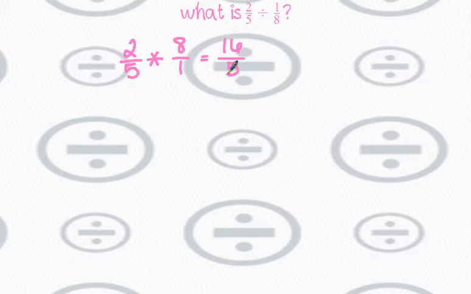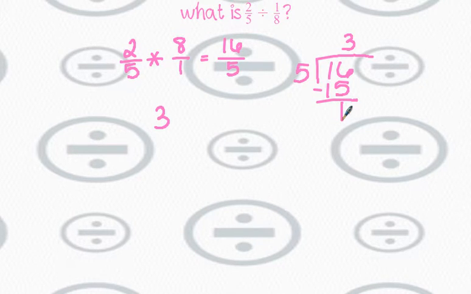However, that's improper, so I have to convert that to a mixed number. So I know 5 goes into 16 3 times. Again, you can set it up as long division. 5 goes into 16 3 times, so that's my whole number. That uses up 15 pieces. I have 1 piece left over out of the 5 that I need to make a whole group. So my answer is 3 1/5.